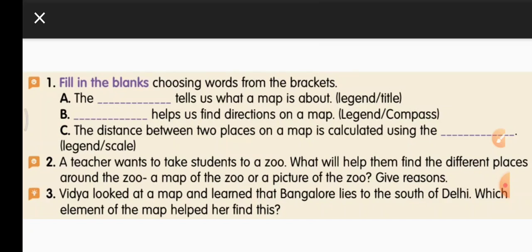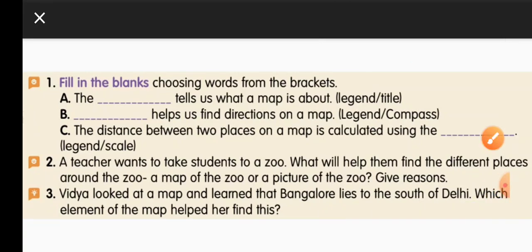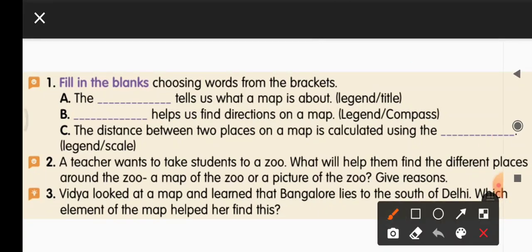A1, the dash tells us what a map is about. So tell me students, will a legend tell us about the map or the title tell about the map? Yes, you are right. The title tells us about the map, right? Now tick the title and write it here in this blank.